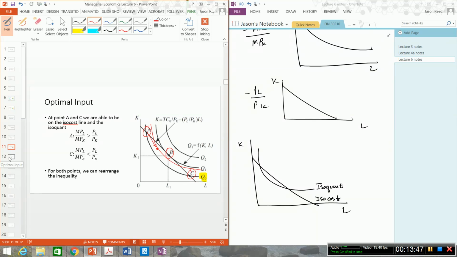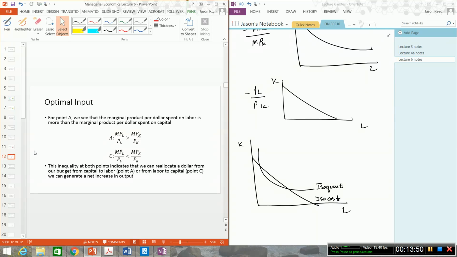So let's rearrange these two, A and C, and talk about it in a slightly different way. We want to now talk about the marginal product of labor per dollar spent on labor. So mathematically, it's the MPL divided by the price of labor. So what we notice here is that the marginal product of labor divided by the price of labor is greater than the marginal product of capital divided by the price of capital. So in essence, what we're seeing here is that at point A we're overusing capital, and that we should start devoting some of our resources to labor. And we realize that because of this greater than symbol.